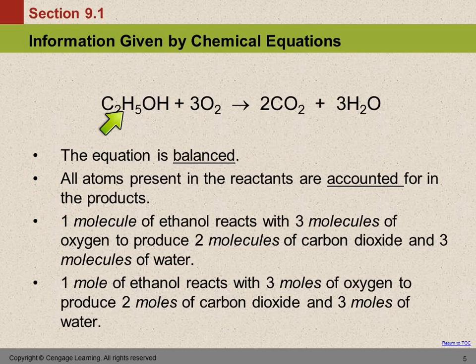We can interpret these equations in different ways. We can say 1 molecule of ethanol reacts with 3 molecules of oxygen to form 2 molecules of carbon dioxide and 3 molecules of water. That's in terms of particles. Or we could say in terms of moles. We took the sandwich recipe and we multiplied by 100.